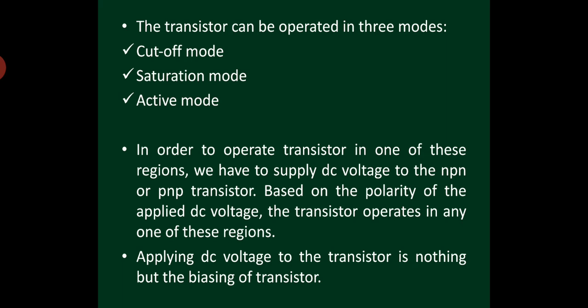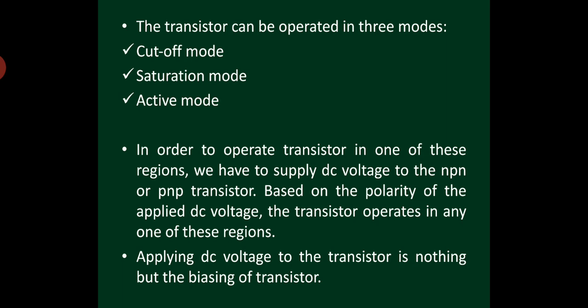So in order to operate the transistor in one of these three modes, we have to give proper biasing, proper DC supply, proper DC biasing to the circuit. Based upon the polarity of the applied voltage, the transistor can be operated in any of these three modes. So we have to give proper biasing.